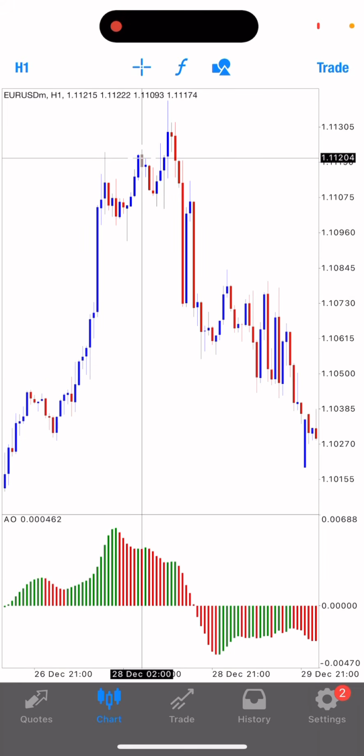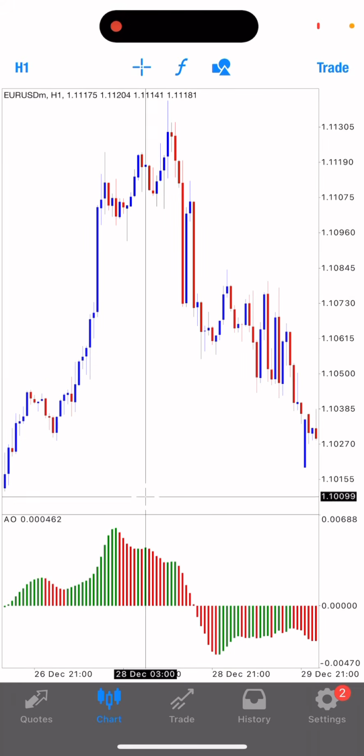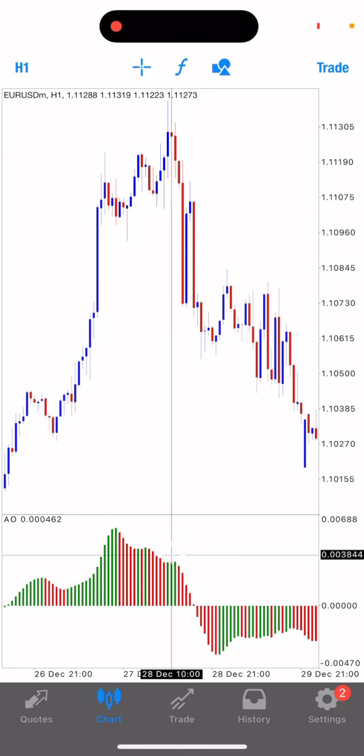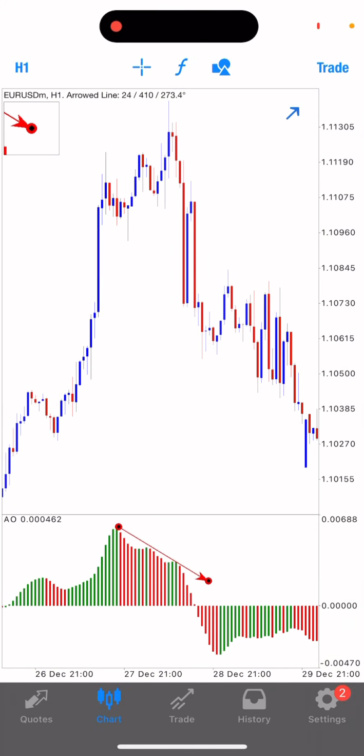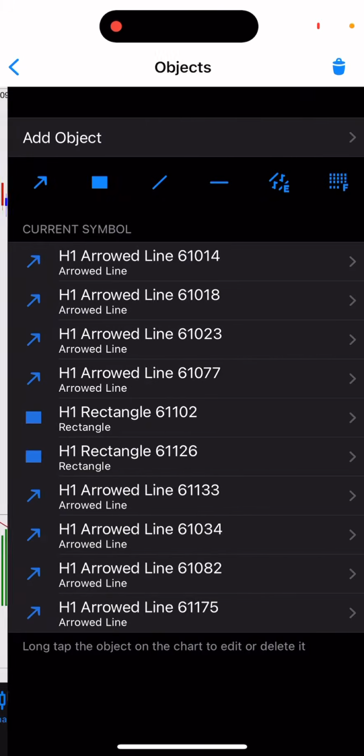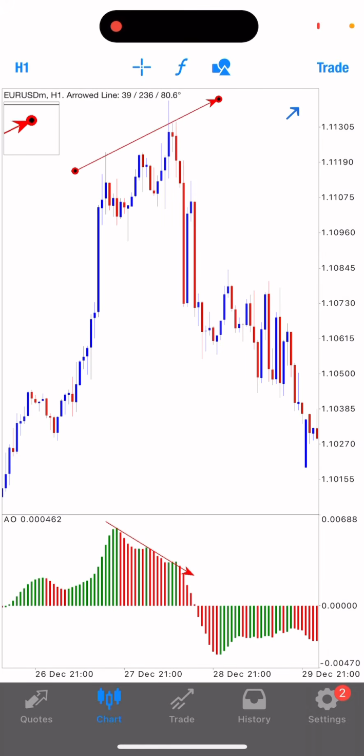Market formed a higher high here also, but the awesome oscillator has failed to form a higher high here again. So the awesome oscillator is losing momentum here. Okay, so this is what the awesome oscillator is doing. But on our chart, this is what is happening right here. So this will cause the market to reverse.